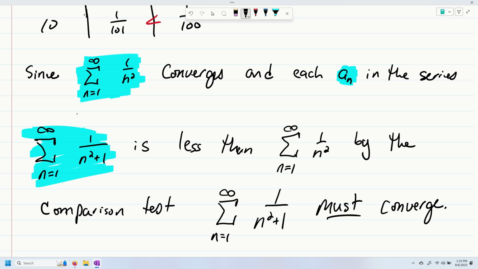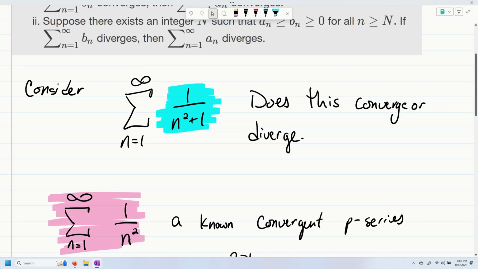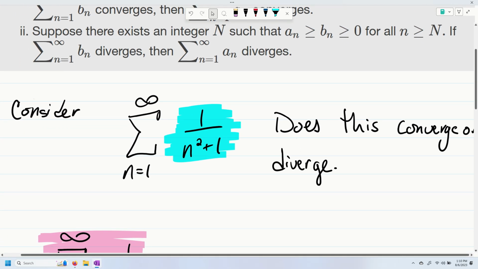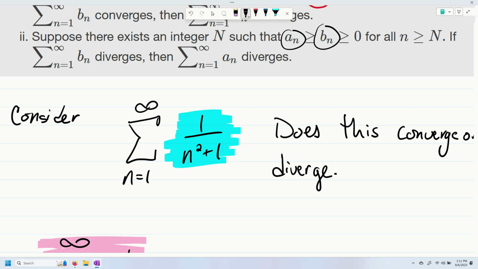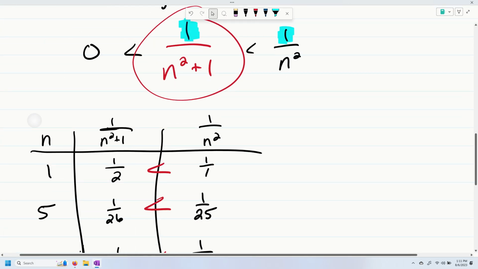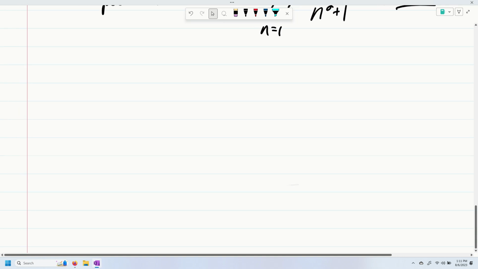Now, let's look at the other side of this. Let's go back up to the other property. Suppose there exists an integer N such that the sequence you are given is greater than the other one that you're comparing it to. If b sub n diverges, so does the other sequence. All right, so let's look at a really nice example. All right, let's do this one.